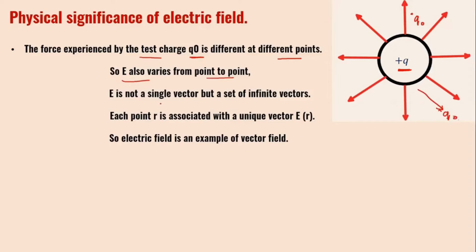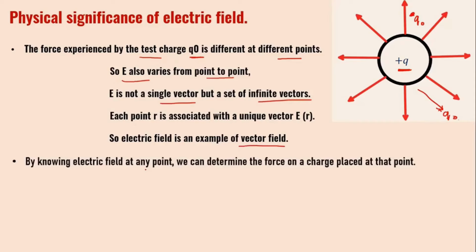So what we can say is that E is not a single vector but a set of infinite vectors. So many vector directions are associated with the electric field. In a particular situation, it has a particular direction, but as a whole, we can have all the possible directions. So electric field is an example of a vector field.